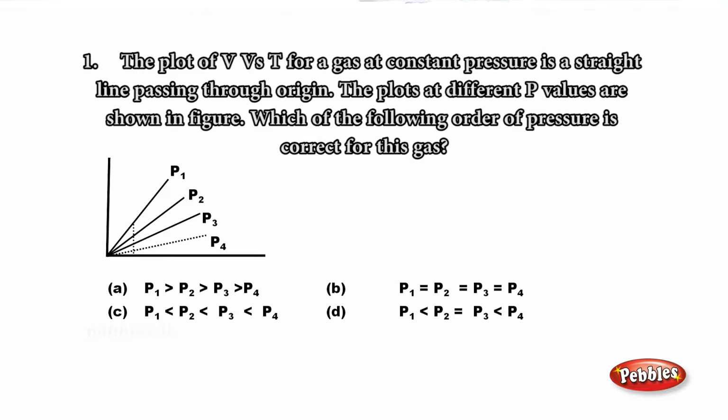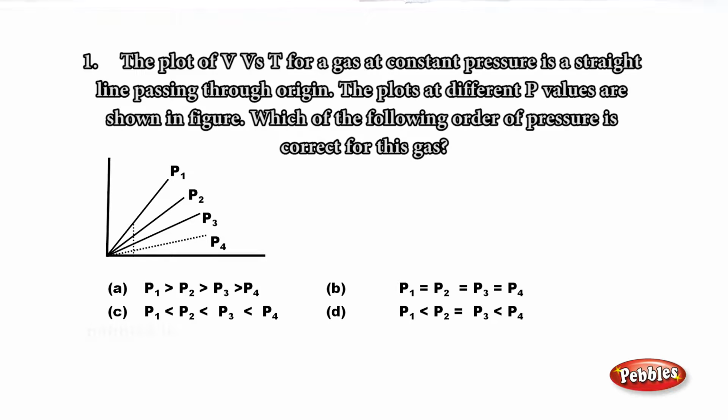The question reads as: the plot, means graph, of volume versus temperature for a gas at constant pressure is a straight line passing through the origin. Now it is written in a condensed manner. What it actually reads is that the plot of volume versus temperature for the gas at a constant pressure is a straight line passing through the origin. Which of the following orders is correct for the gas?